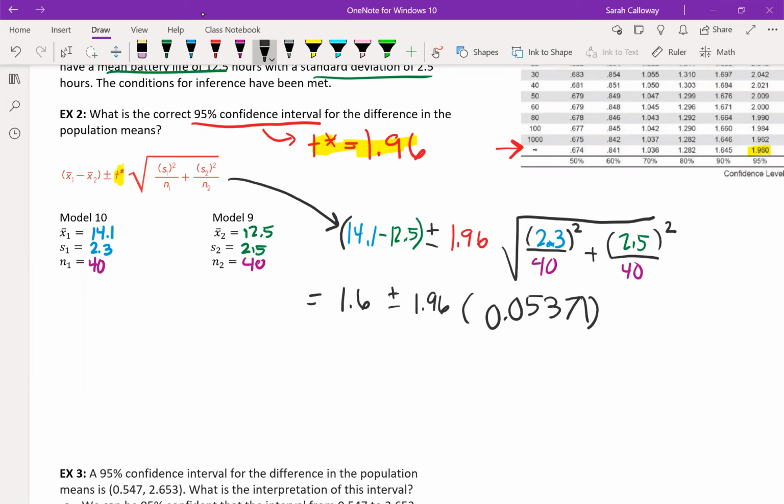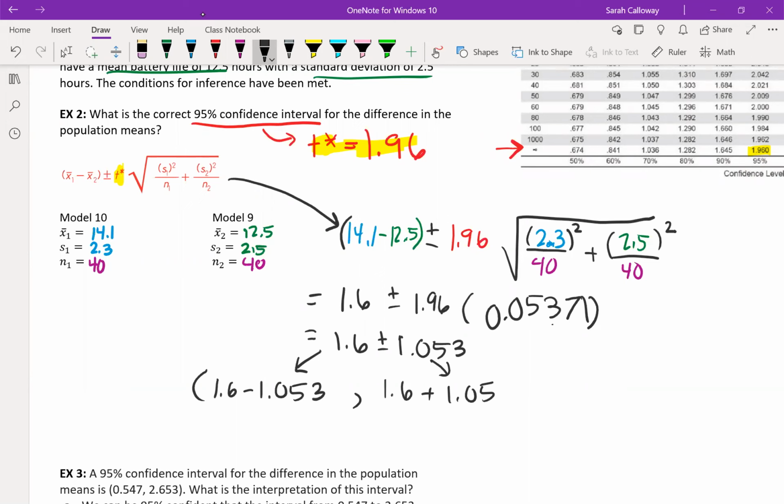Then what I want to do is calculate 1.96 times that number. So that's going to be 1.6 plus or minus 1.053. Because it's plus or minus, I'm doing 1.6 minus 1.053 to find the lower bound of my interval, and 1.6 plus 1.053 to find the upper bound of my interval.